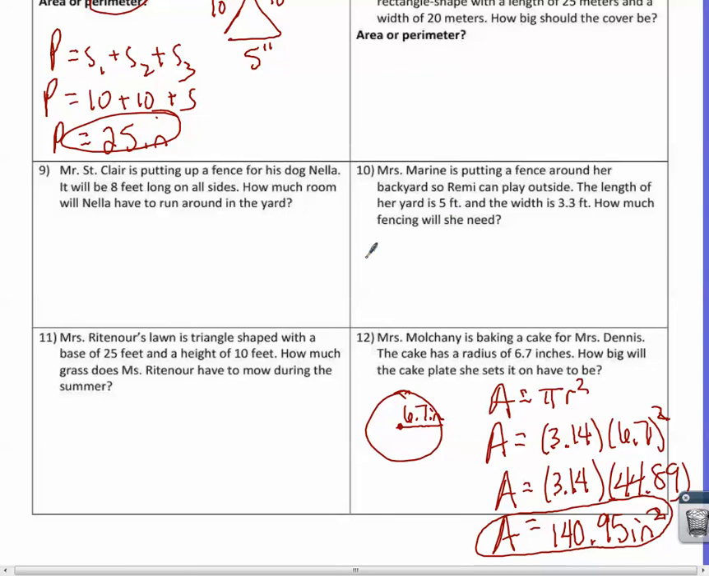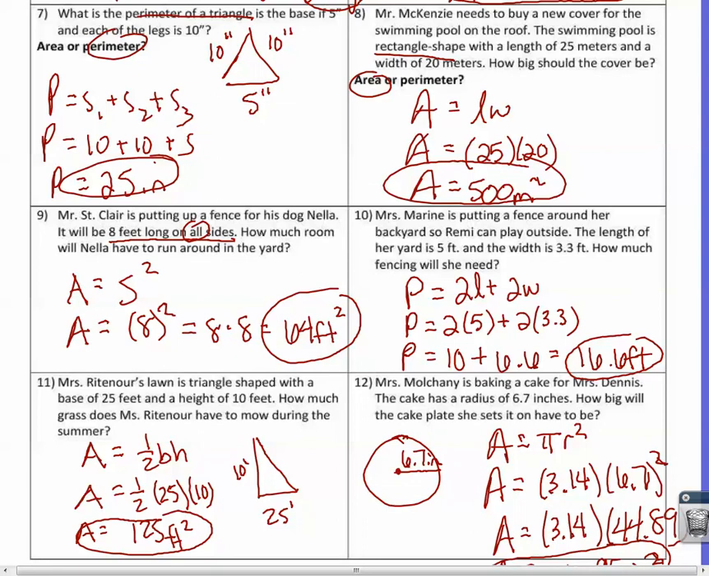Finish the page, then check your answers. Check your answers with the following problems. If you have any questions, ask your teacher.